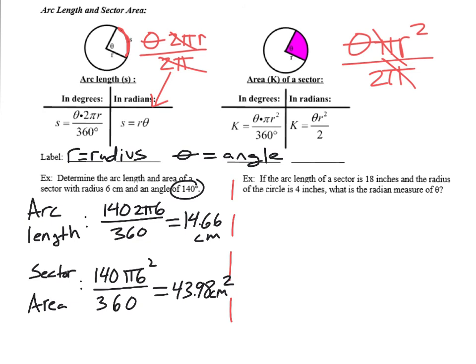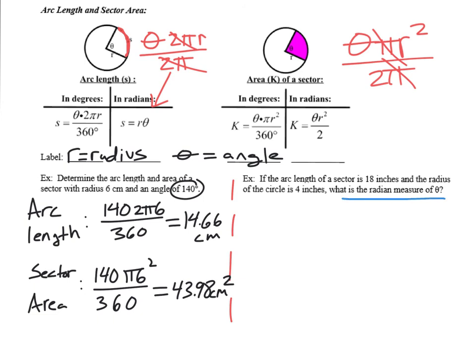All right, if the arc length is 18 inches, so right away I'm ignoring these formulas up here, both of these, because those measure area, and it looks like this problem is about arc length. 18 inches, radius is 4, what's theta? Specifically, it wants it in radians.